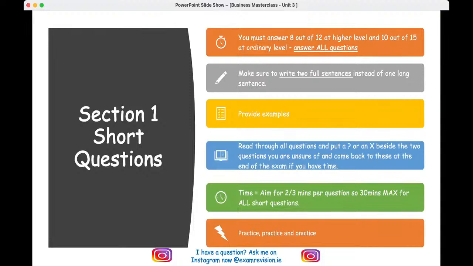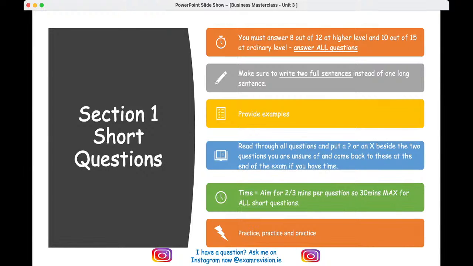A little tip, some advice, is to read through the questions and put a question mark or an X beside questions that you're unsure of, because you can always come back to them. But make sure you highlight them, because so often when we're correcting the papers, we see a student just left the question blank. They didn't even attempt it.